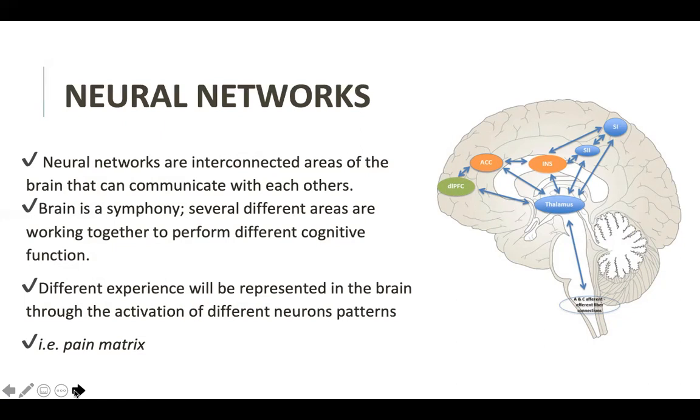Different experiences are also represented in the brain through the activation of different neuron patterns. As you can see in this video, this is an example of a pain matrix neural network that consists of the communication or activation of several parts of the brain, including the thalamus, dorsolateral prefrontal cortex, anterior cingulate cortex, and so on.